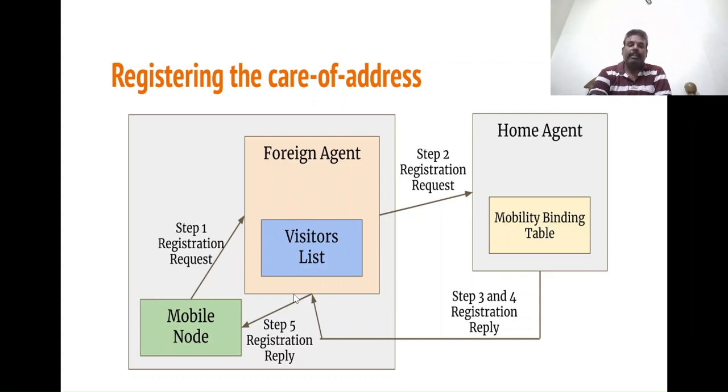That care of address is a temporary IP address which is assigned to my mobile node whenever I am present inside this foreign network. A temporary care of address. So only after this registration process is completed, a temporary care of address is assigned to me. After that only is my data supposed to transfer from one location to another location.